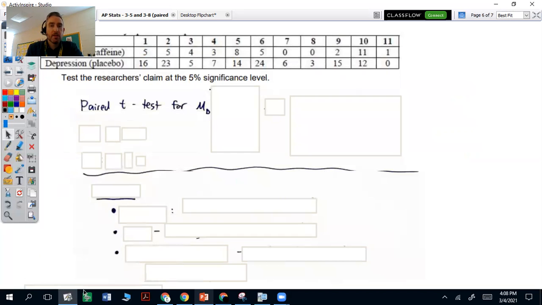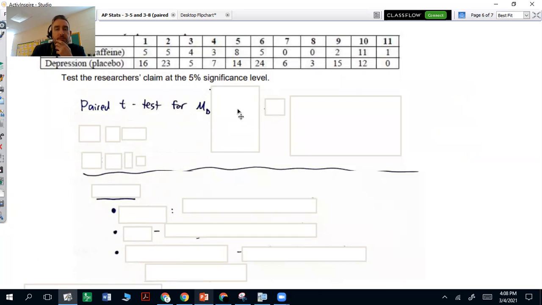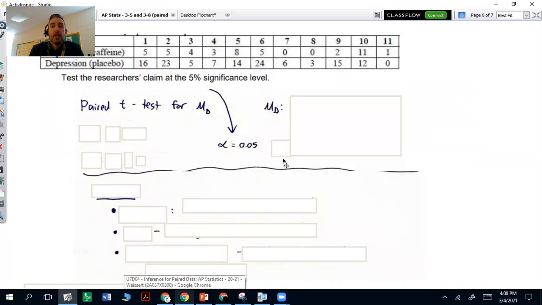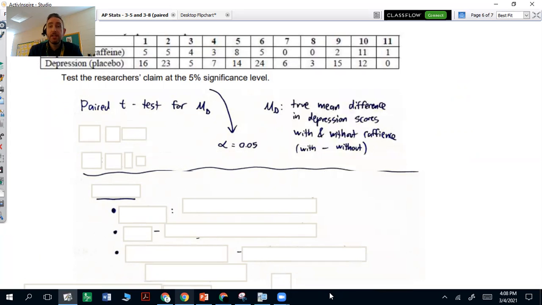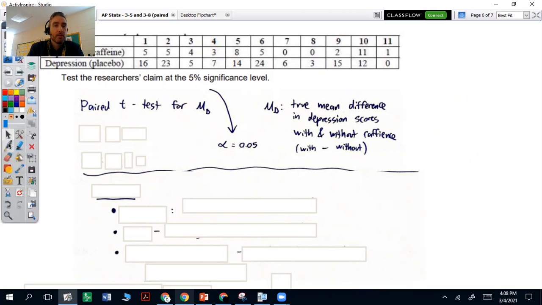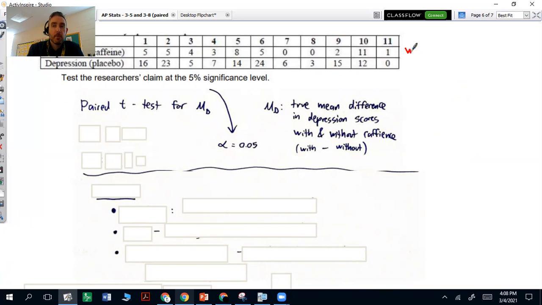So this is a paired T test at the 5% significance level. And we define the mu D. So notice that I use that D subscript. And so what I'm saying is, it's the true mean difference in depression scores with and without caffeine. So I'm doing with minus without. You could do either way, but if I'm doing with minus without, then I'm going to do the top with minus without. So in that case here, you might want to take a moment to subtract these numbers here.